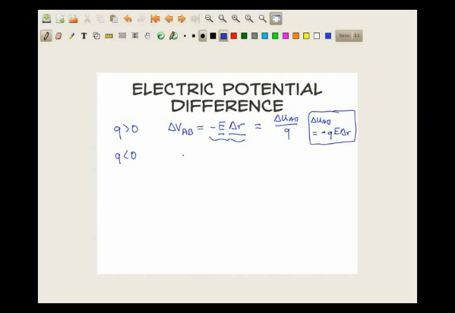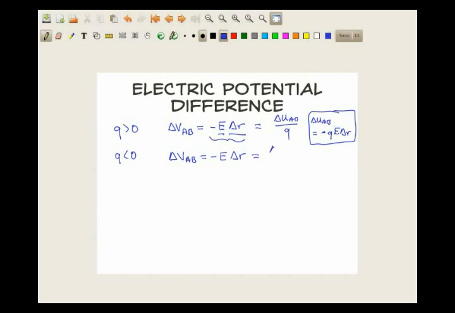Now, what if instead the work that's being done is moving a negative charge from the left to the right in the same field? Whereas the positive charge going to the right is a bit like a ball rolling downhill in a gravitational field, if a negative charge is moving to the right in an electric field, it's like somebody pushing a ball uphill. It's going against the direction that the electric force wants to move the charge. So in this case, delta V_AB still has the same properties. The path is positive, the electric field is positive, so the overall electric potential difference is negative.